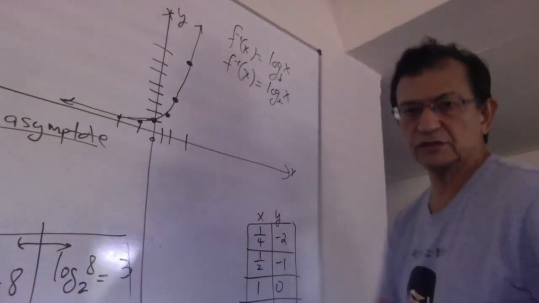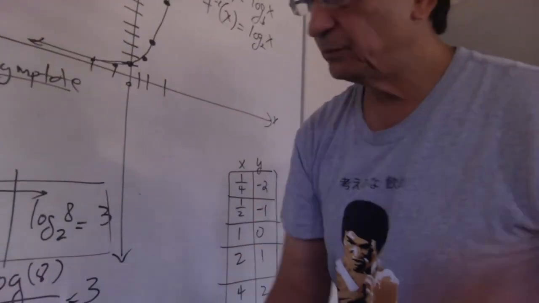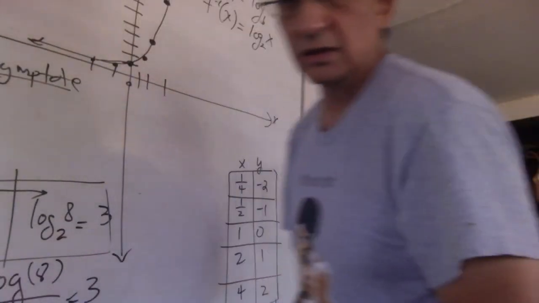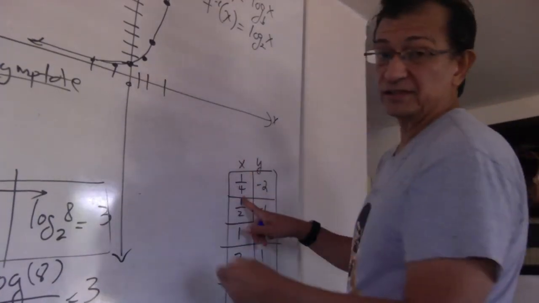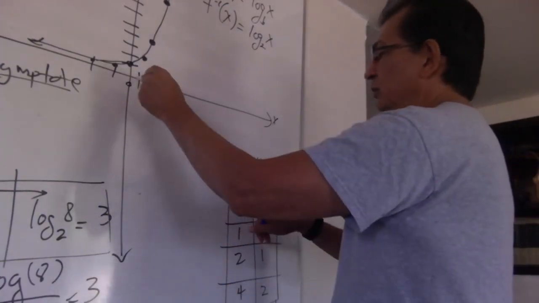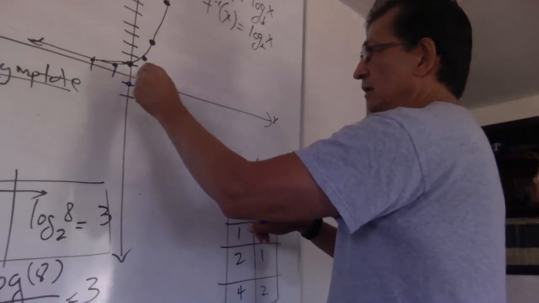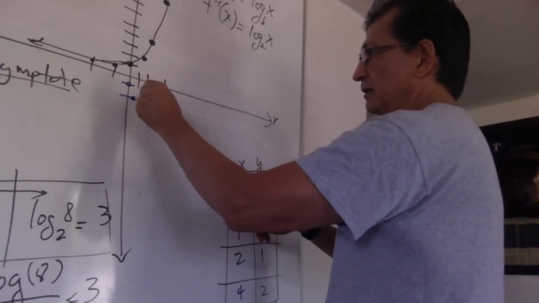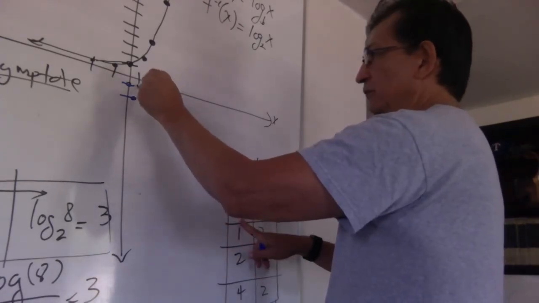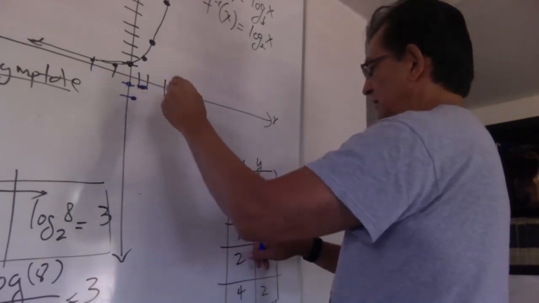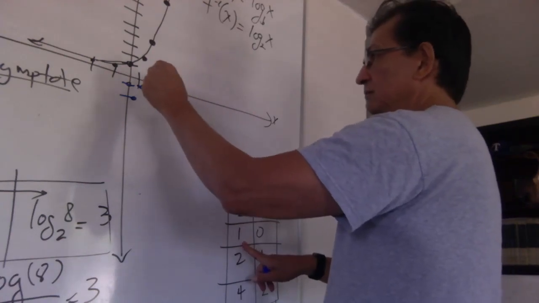Let's graph these points here. I'm going to put this in a different color. We're going to go 1/4, and remember this is x now. We go over a quarter and then down 2, so it's going to be right here. Then the next one is over a half and then down 1, and then the next one is (1, 0).